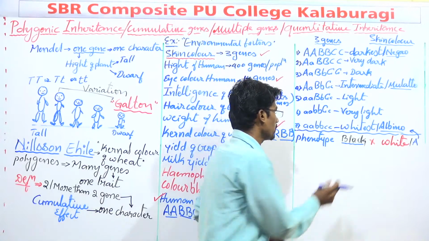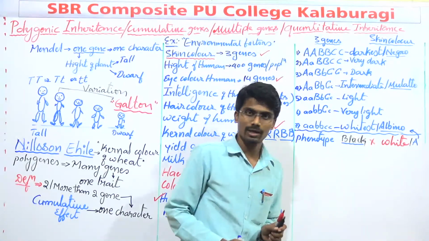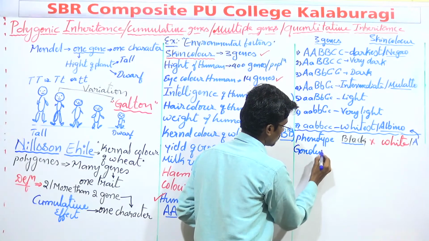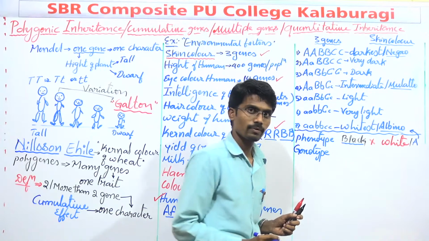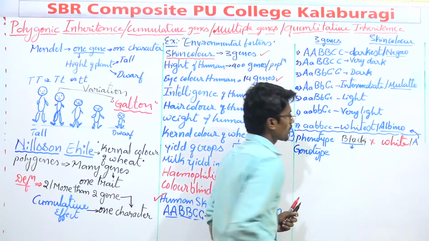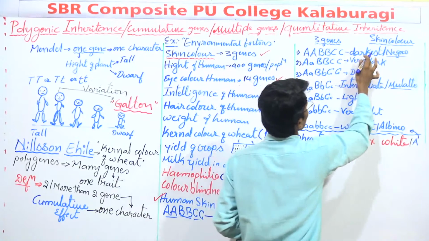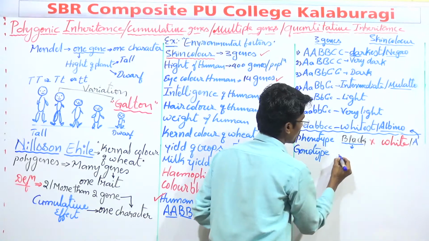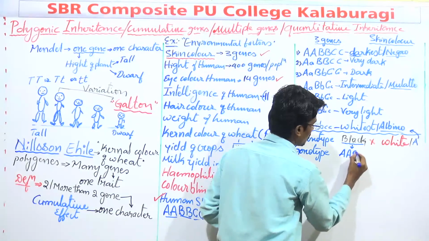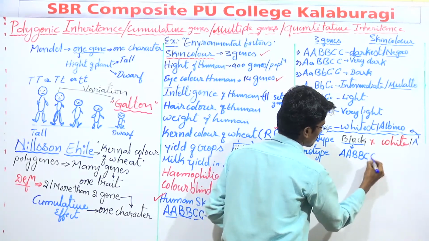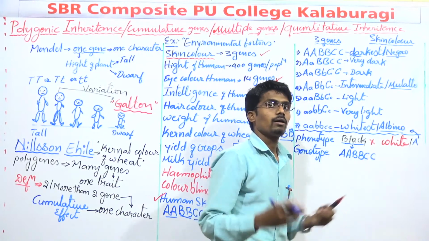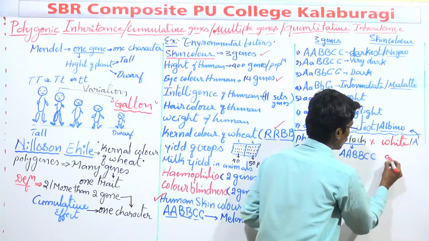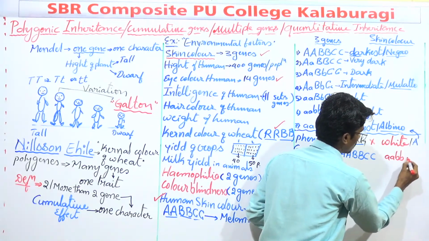Now we will write this phenotype as genotype. How will you write? Like this. Genotype. And what is the genotype of black? Black is nothing but darkest. This is the black, all are dominant. And the white girl, her skin color genes are all recessive.